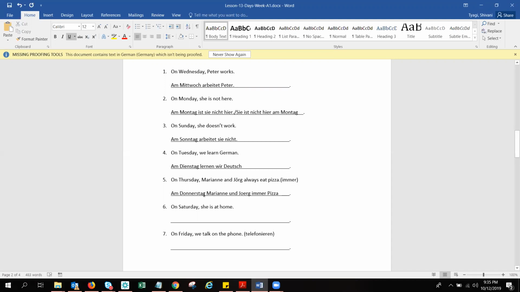So Am Donnerstag, if you're keeping time on the first position, second will be the verb. Am Donnerstag essen Maria und York immer Pizza. They always eat pizza on Thursday.